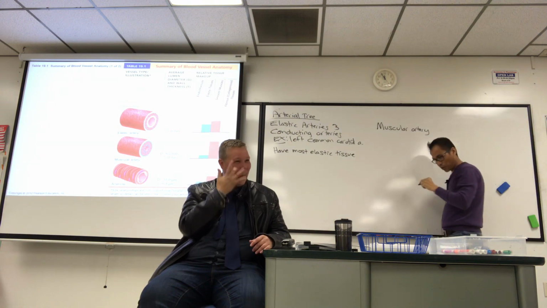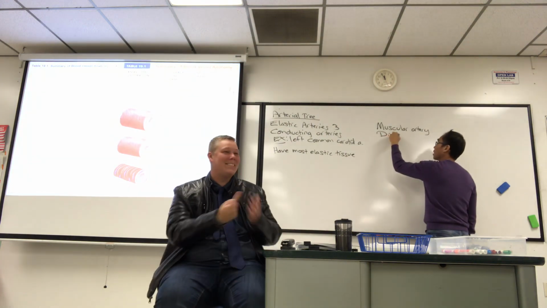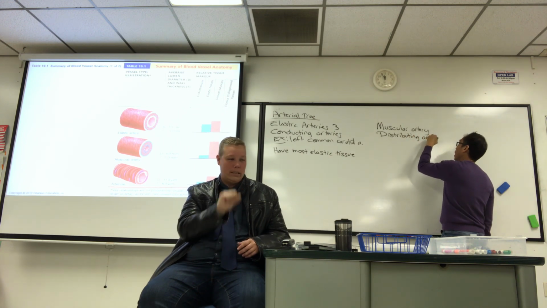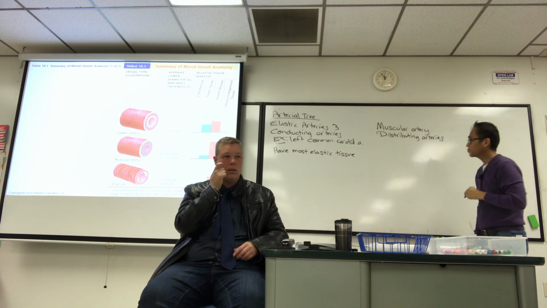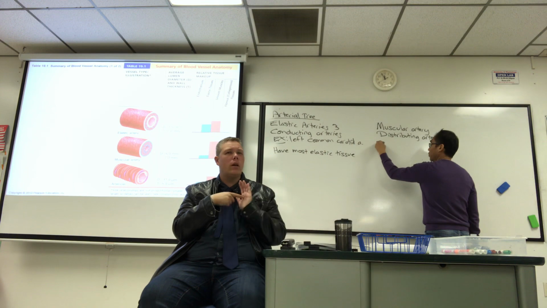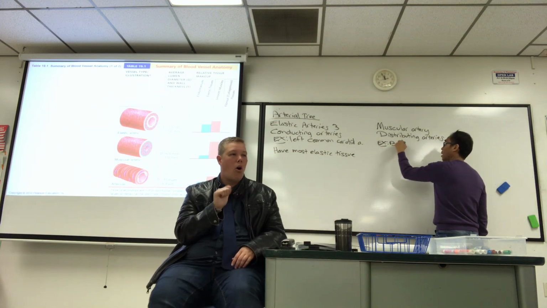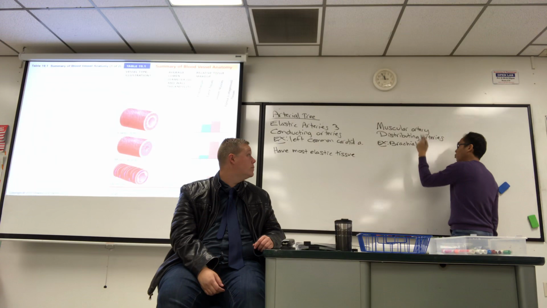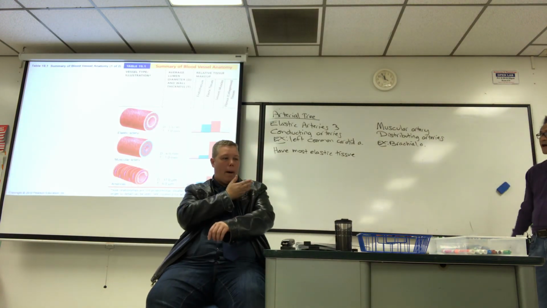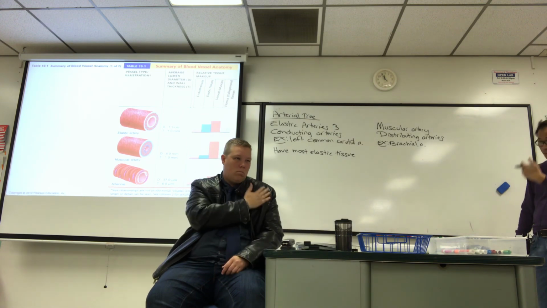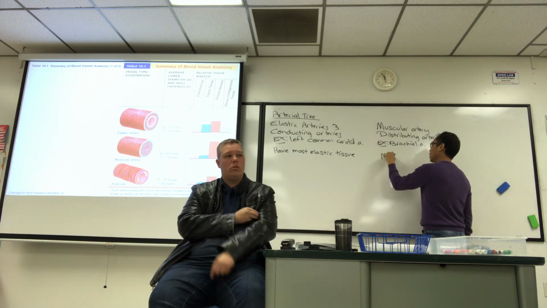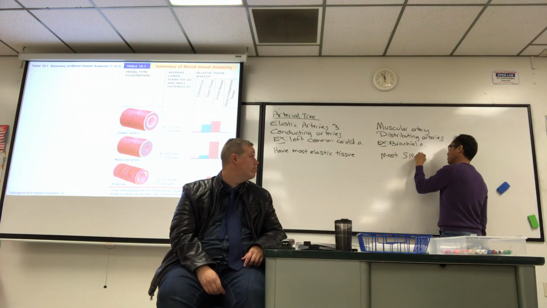Sometimes they're called distributing arteries, because they distribute blood within a region. For example, the brachial artery will distribute blood within the upper limb. Okay. So these muscular arteries have proportionally the most smooth muscle. I'll just say most SMCs.